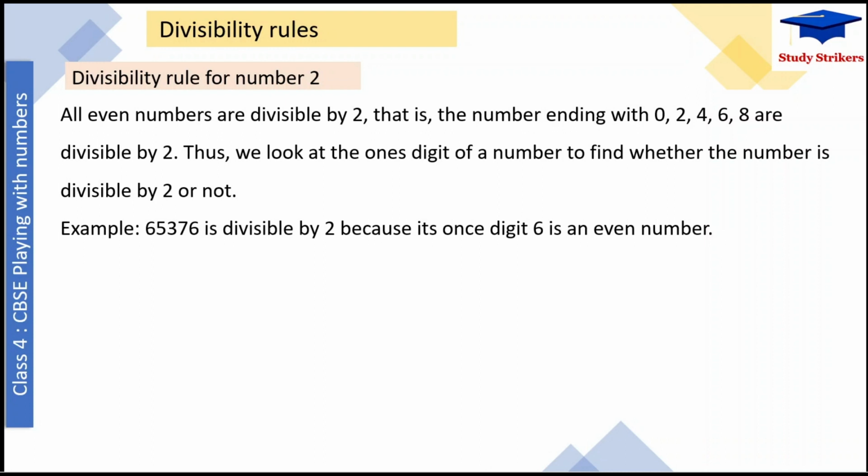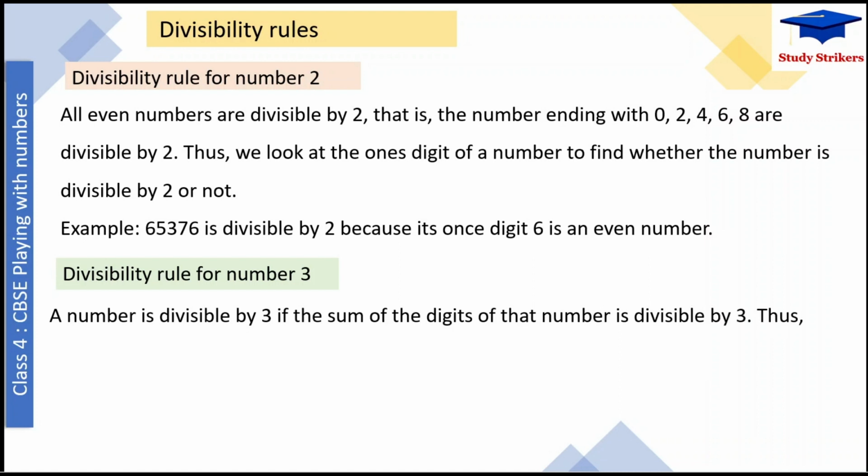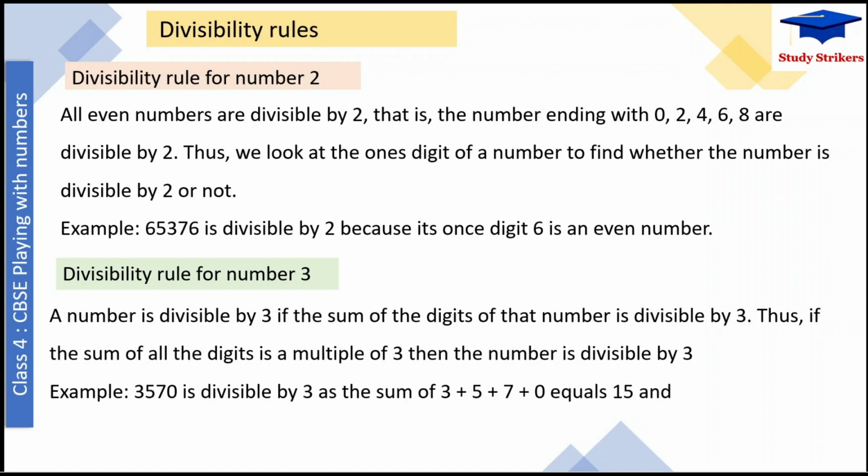Now the next rule is for number 3. A number is divisible by 3 if the sum of the digits of that number is divisible by 3. Thus, if the sum of all the digits is a multiple of 3, then the number is divisible by 3. Let's see the example. 3570 is divisible by 3 as the sum 3 plus 5 plus 7 plus 0 equals 15, and 15 is a multiple of 3. So these are the two important rules.